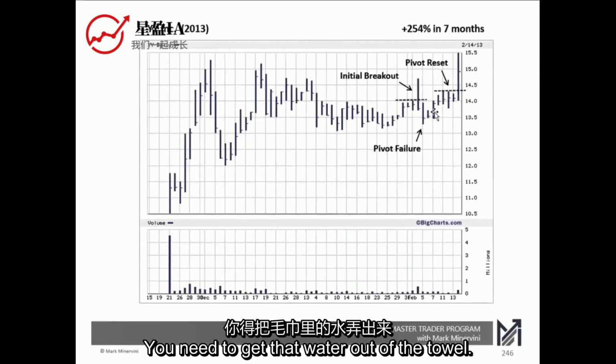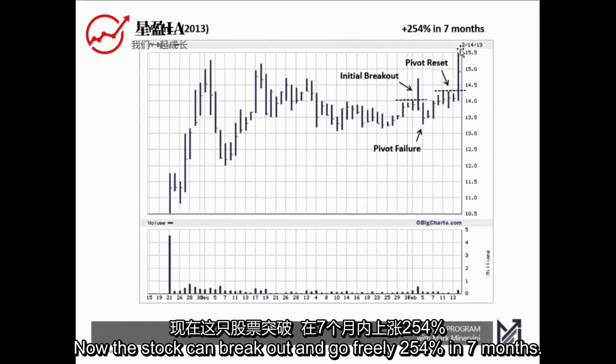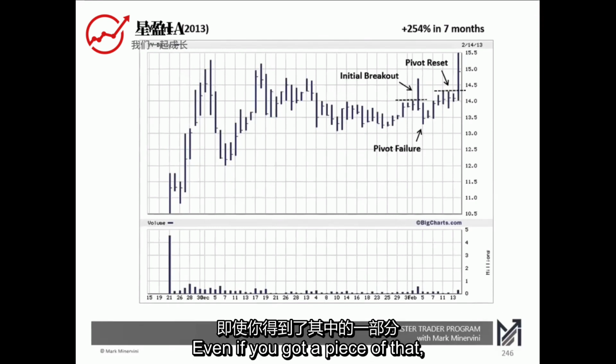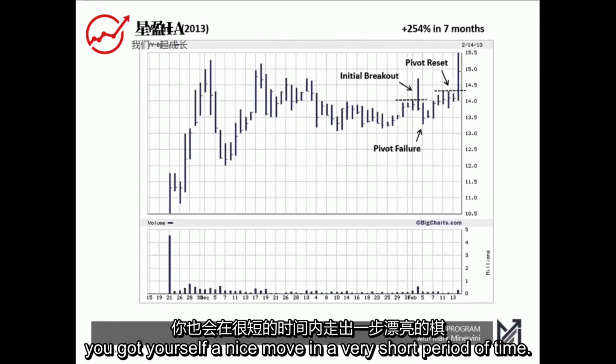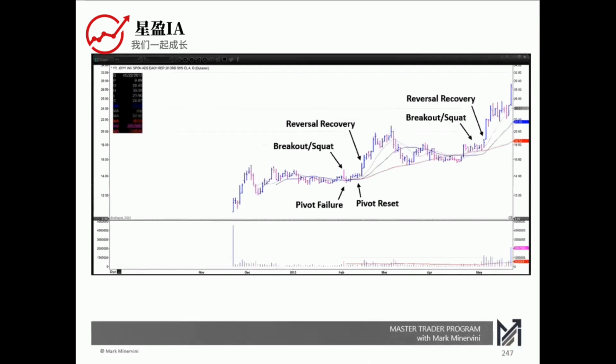You need to get that water out of the towel. Once all the supply was wrung out, now the stock can break out and go freely. 254% in 7 months. See, that's a great move. See, that's the kind of velocity that's going to really give you, even if you got a piece of that, if you got 1/3 of that, a quarter of that, you got yourself a nice move in a very short period of time. Here's the same stock, okay?